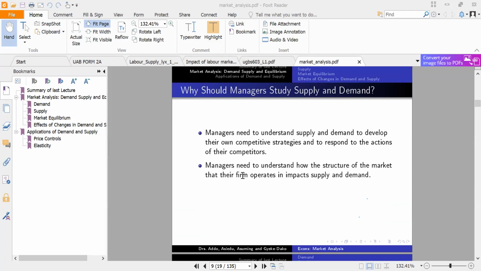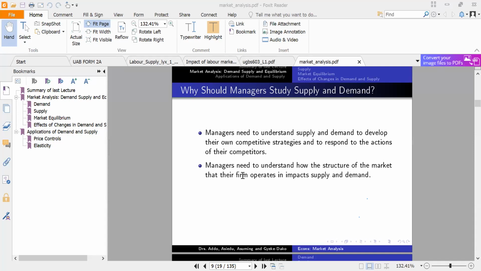If you are operating in a monopoly market, your behavior in that market will be different, compared to if you are operating in a very competitive market. If you are the only firm in the market, you can increase price any day, nobody will complain. They'll complain, but they'll still buy, right? But if you have a lot of other firms, you cannot even increase the price by 1%. If you do, people will just move, especially if the product is homogeneous.